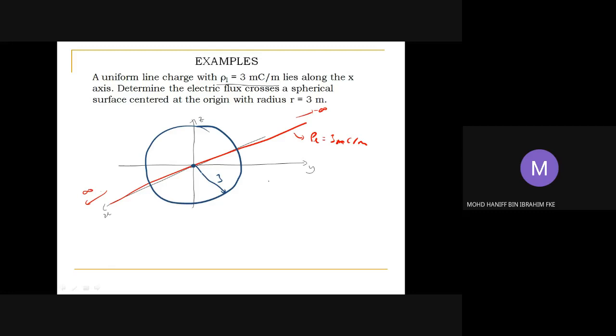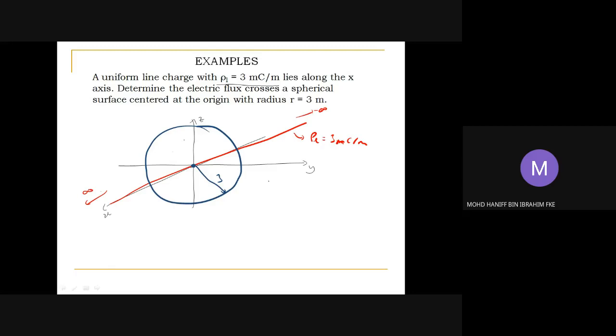So the question is, determine the flux that crosses the spherical surface, or it can be said, determine the flux passing through this particular spherical surface. Okay, so that's the question. Then how to solve this question? The question asks about the total flux. The total flux that crosses a spherical surface.